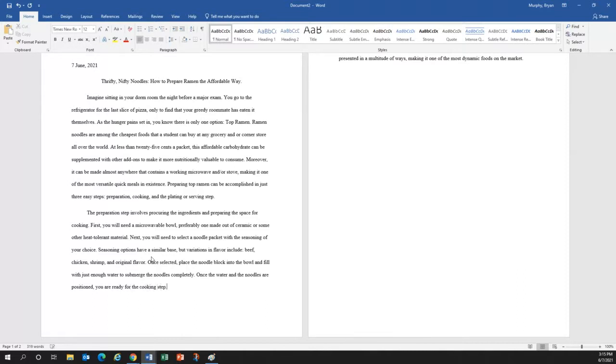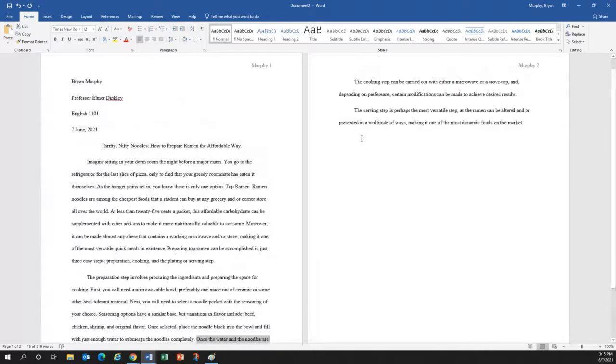Now that's your transition. Remember, this is going to be a short essay, okay? Yours is supposed to be a little bit longer, but we're just doing this as an example. So once the water and the noodles are positioned, you are ready for the cooking step. That is a transition sentence, right? That's preparing me for the next body paragraph, which is right here.